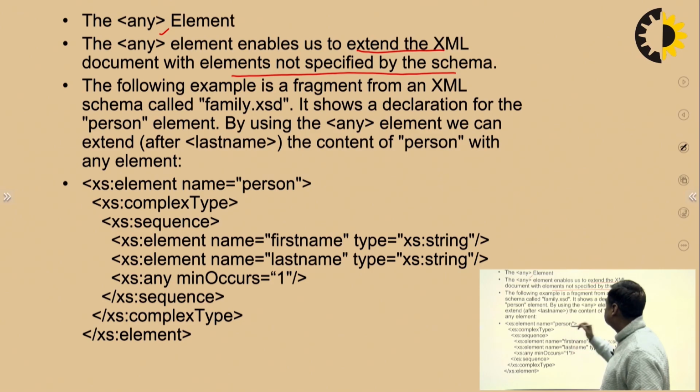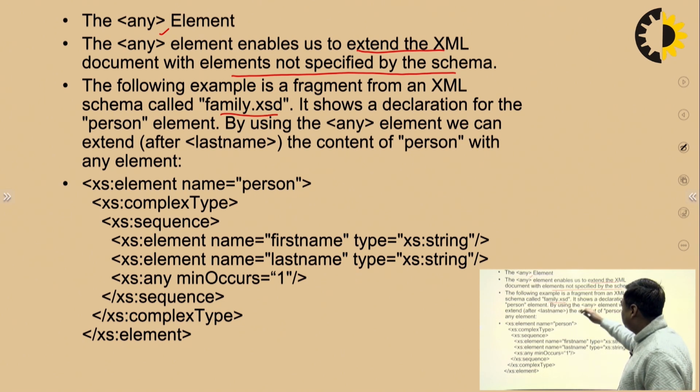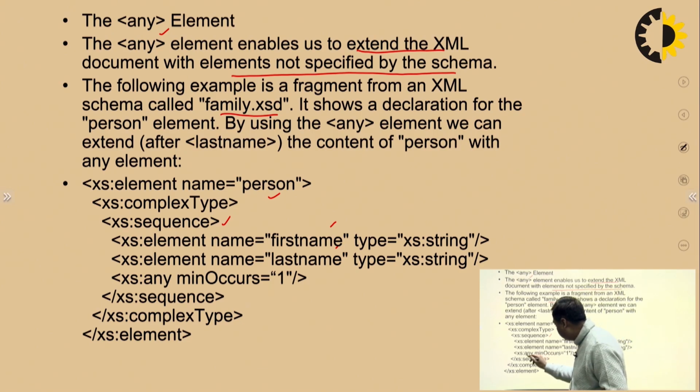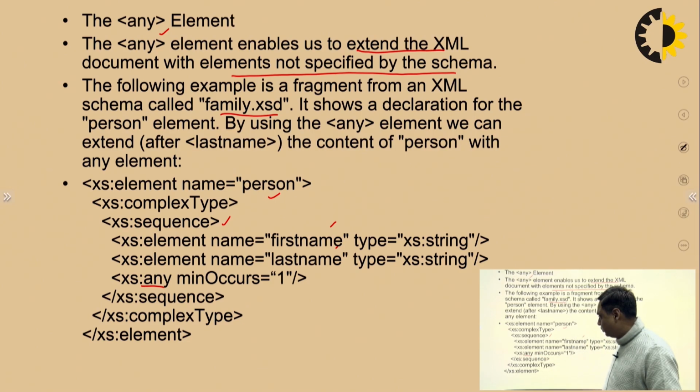So we have an example here. We have a fragment of family.xsd. Just look at the example directly. We have the person element. We have defined the sequence. First name and last name, 2 elements are defined. Now after these 2 elements, we are defining an any indicator. It is a part of XML schema, with a minimum occurrence of 1. So any element may occur at this position, but the occurrence is fixed. It can occur only one time.